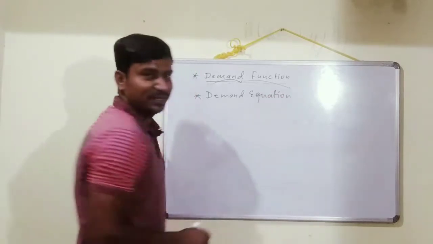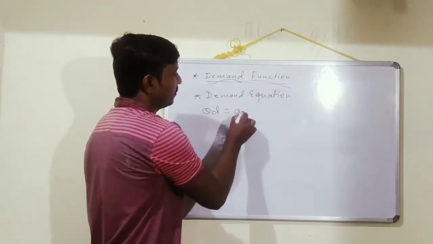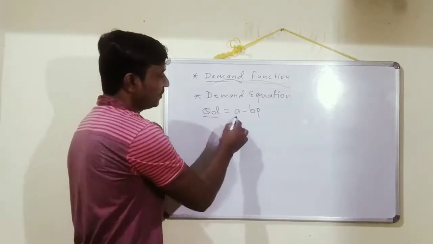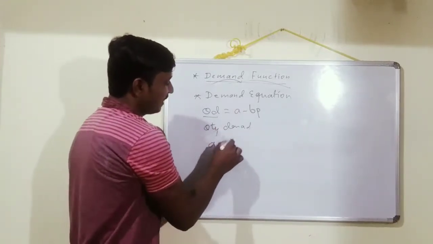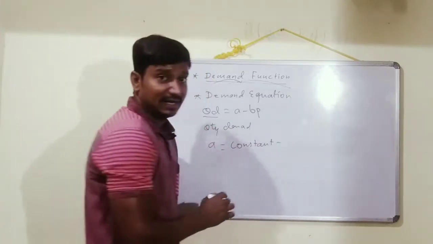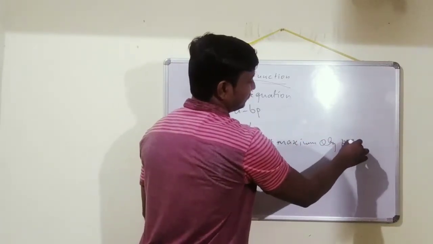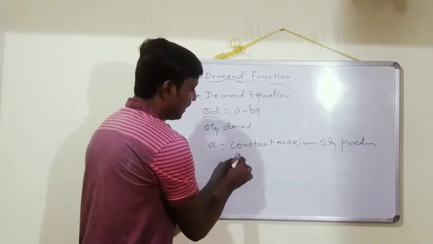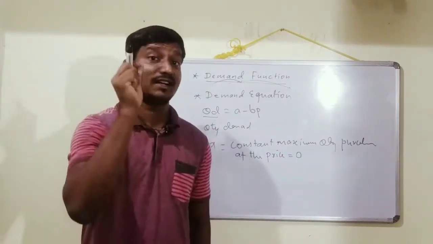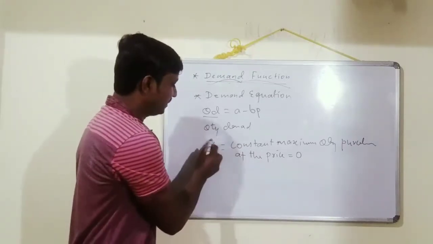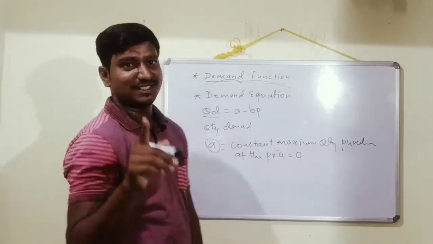We are going to write the demand equation like this: QD is equal to A minus BP. QD, as we know, is the quantity demand, whereas A is a constant, also called the maximum quantity purchased at price equal to 0. How much of a commodity a consumer can purchase when the price equals 0 is represented by A, which means the constant or the maximum quantity purchased by a consumer when the price equals 0.